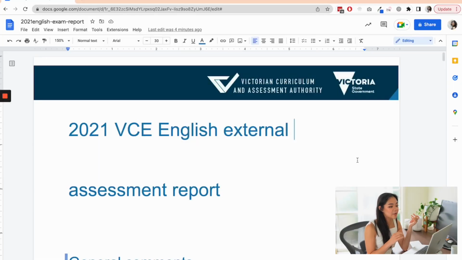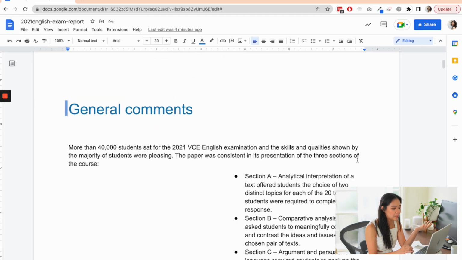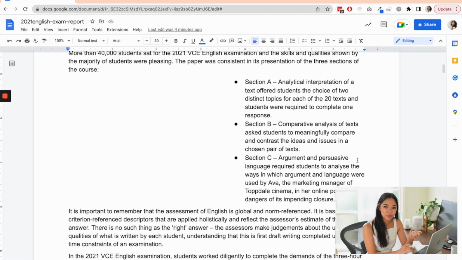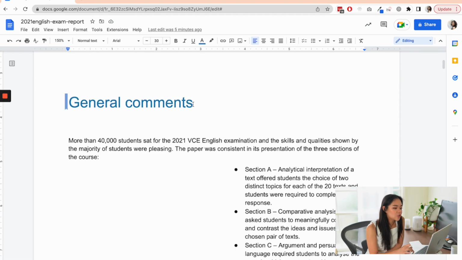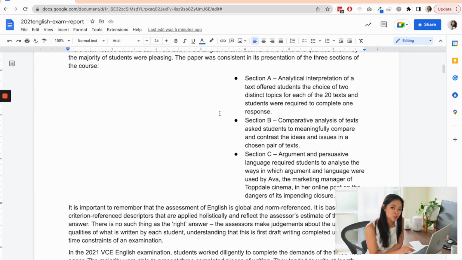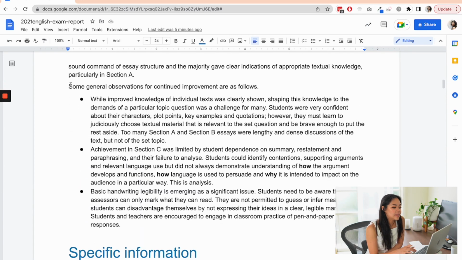Let's go. All right, so I've opened up the 2021 VCE English External Assessment Report, and basically I'm not going to cover the areas where they're happy with because I think you can go ahead and read that yourself. Specifically, I'm just going to highlight the areas that can be improved and how you can improve them yourself. So the first part is the general comment section, and this is really just an overview of how students fared in last year's exam. What I would love to highlight for you is this part here.